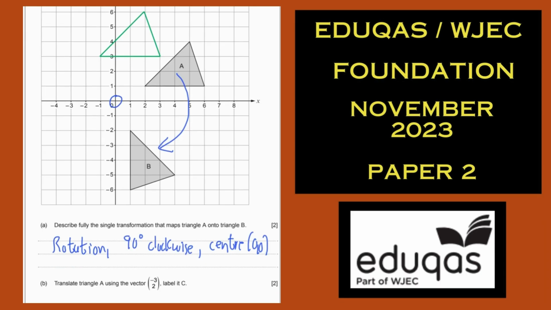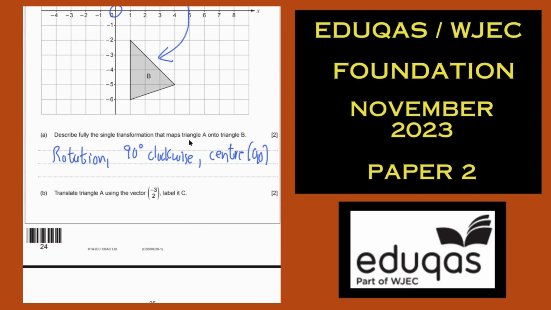Part B. When you see a vector, I'll scroll down. What does a vector like that mean? The top number moves it left and right. The bottom is up and down. Negatives mean left and down. So a -3 on top means left 3. A +2 on the bottom means up 2.